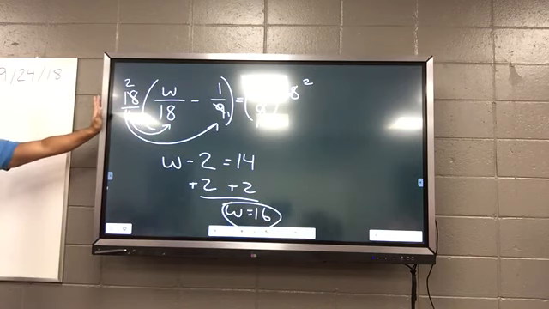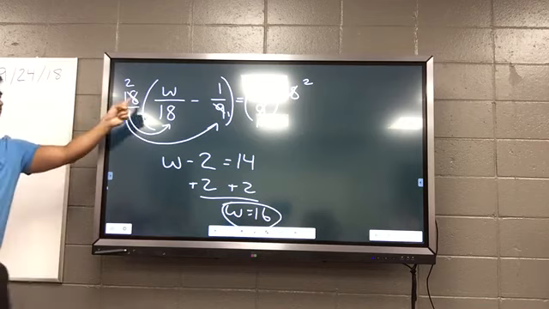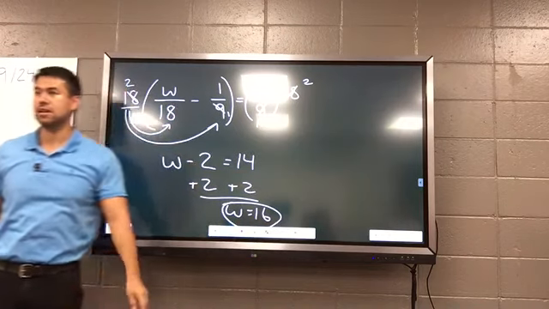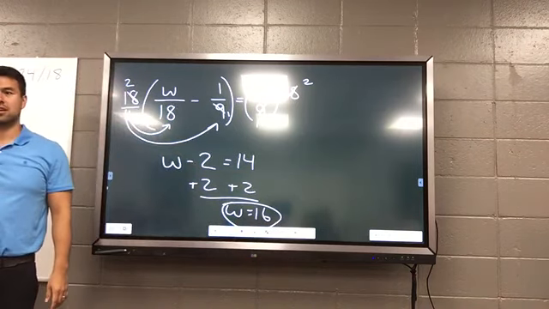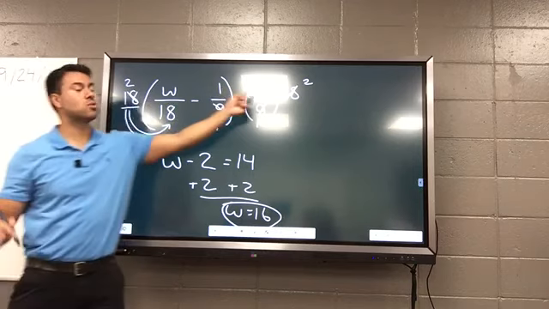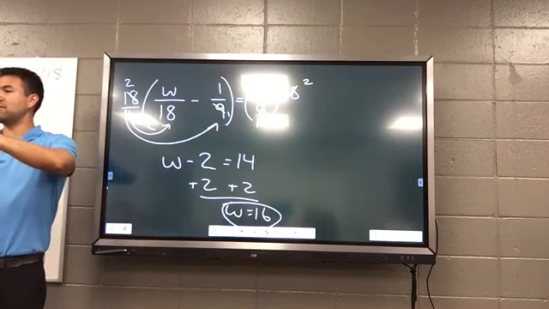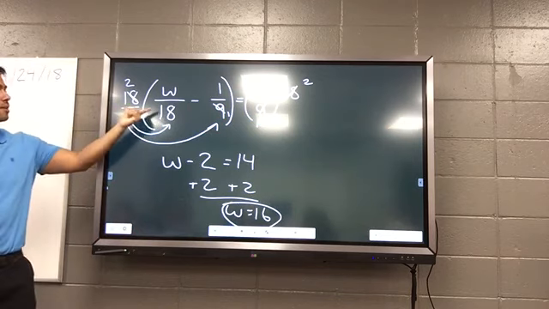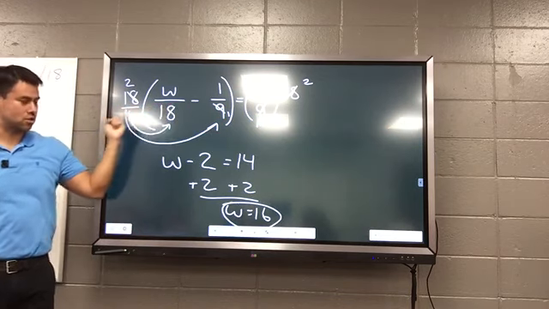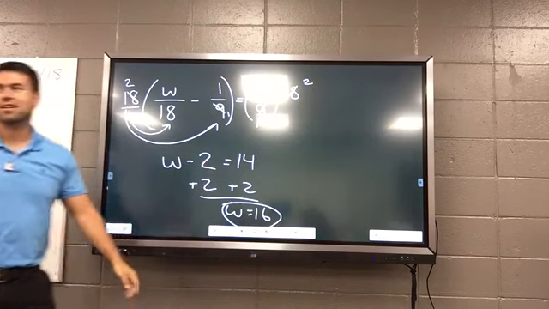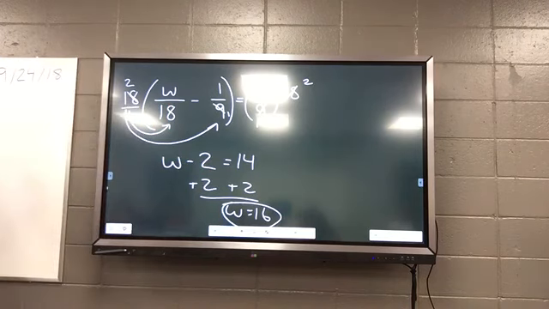Either way. But how many of you understood which property I applied when I multiplied both sides by 18? Do you guys know what property I used? The multiplicative property of equality. And then what property did I use here? Distributive. And then I get this. Do you have to use that? No. It's just an option.